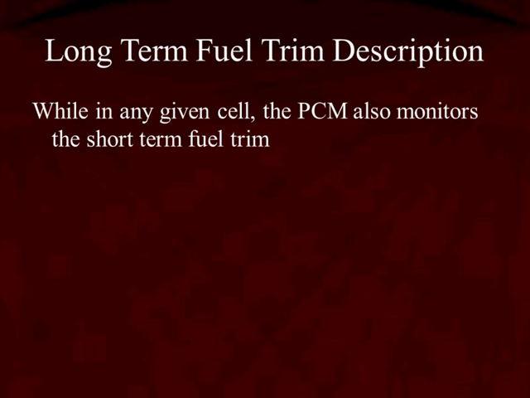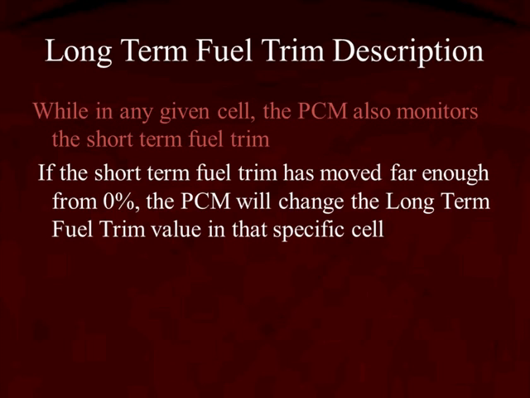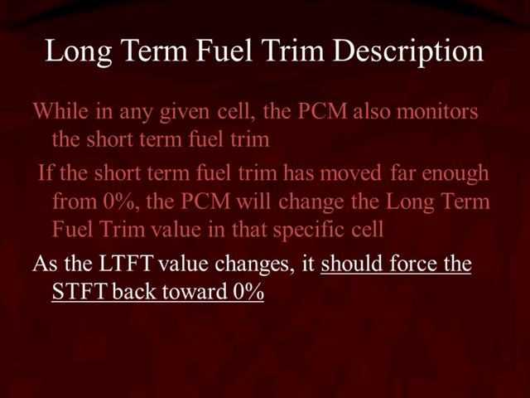The long-term fuel trim, while in any given cell, the computer is going to monitor the short-term fuel trim. The short-term fuel trim is going to monitor the oxygen sensor. The oxygen sensor goes rich or lean. The short-term makes a correction. If it stays gone long enough or far enough, it's going to drive the long-term to make a correction, and it's going to store that in a specific cell. So as the long-term values change, it should force the short-term fuel trim back towards zero, which is forcing the oxygen sensor back to a normal air-fuel mixture ratio report.